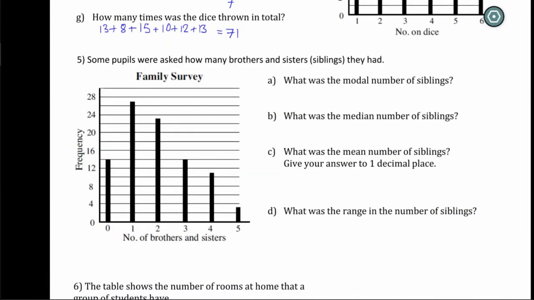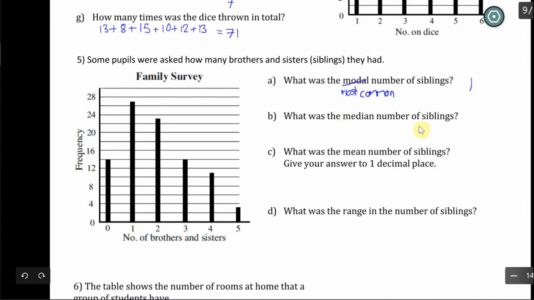Question 5 gives us another vertical line chart, this time about the number of siblings that some students had. Okay, part A says, what was the modal number of siblings? Remember, my advice is just to replace that with most common. You'll make far less mistakes. It's the most common number of siblings. Now that it reads like that, you can see that one sibling was by far the most common, and that makes sense as well.